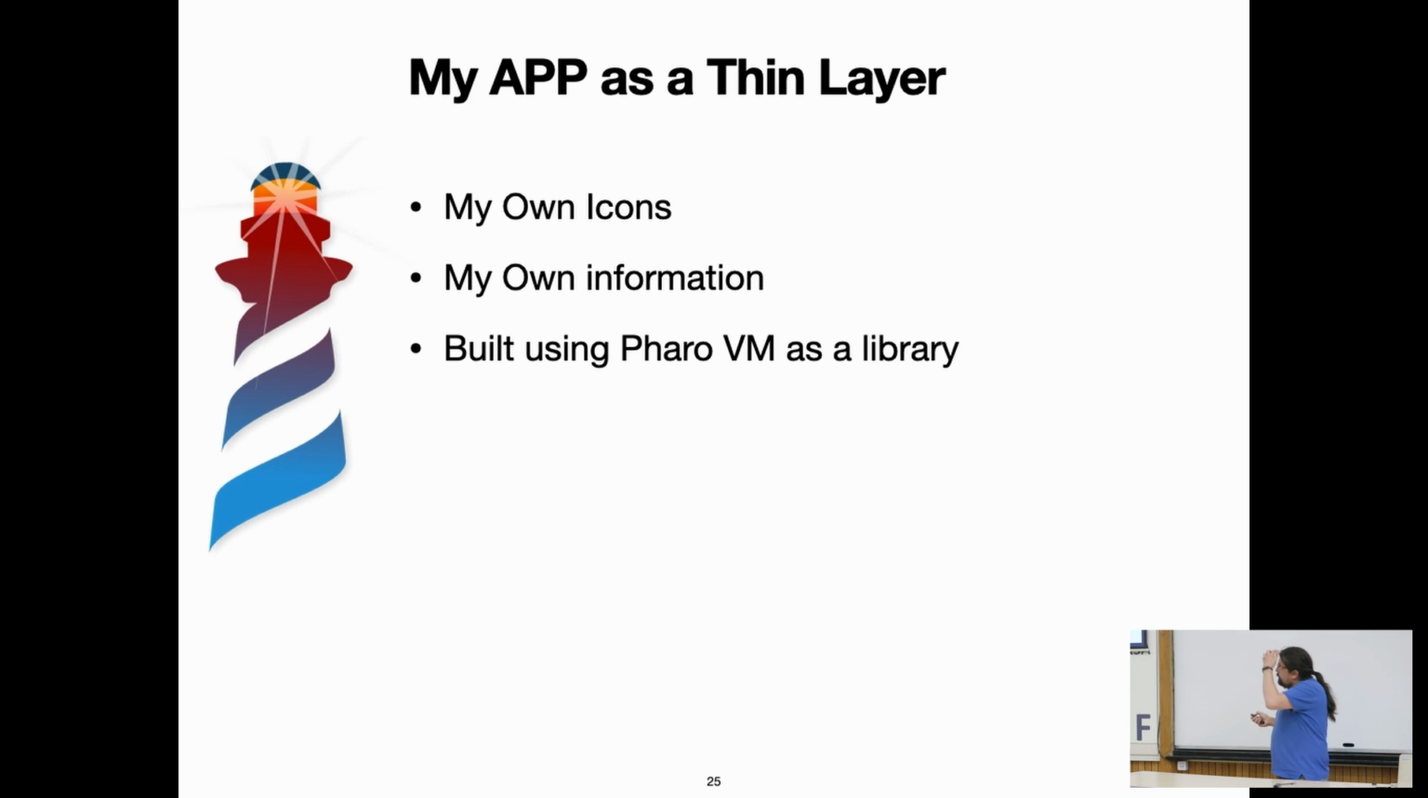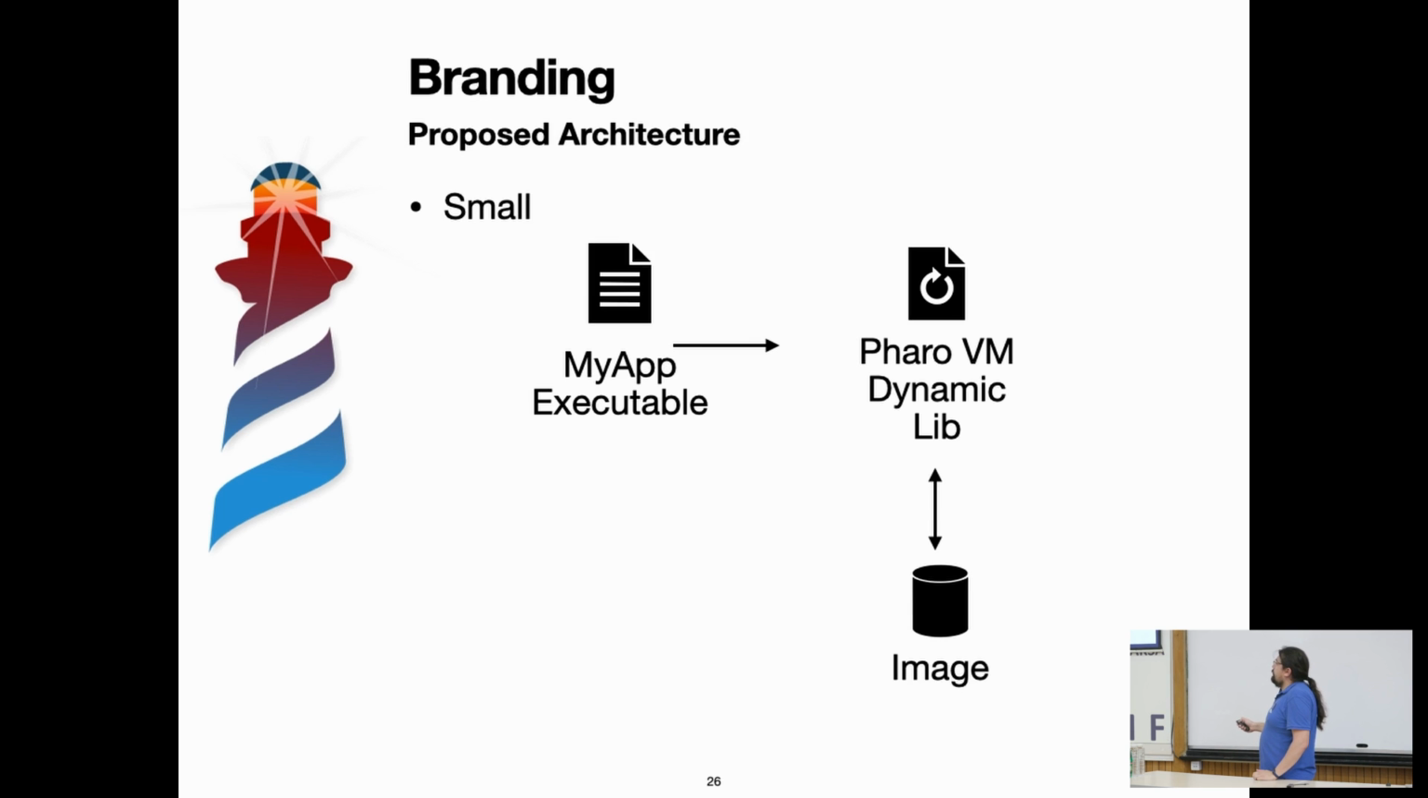Well, basically what we want to do is use Pharo as another library, another library that we can have in our application. We want the VM itself to be a library, and my application could be a thin or bigger layer that is using Pharo. Like that we can provide our own icons, our own information, and integrate it in our process. Basically, we will have a little executable for the application itself that will invoke the Pharo VM and use the code loaded in the image.